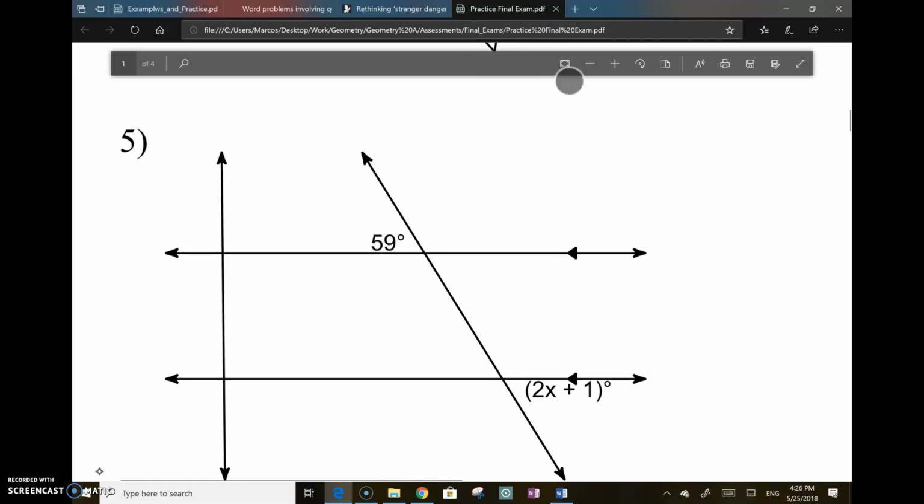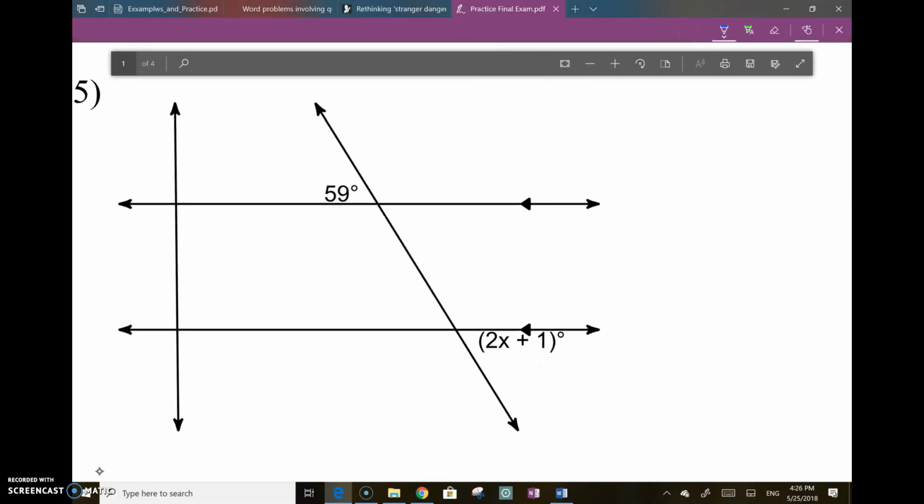So number 5. In this example here, this would be perhaps a little trickier, but these two angles are definitely related to each other. Otherwise, they wouldn't be there. And once again, I'm noticing that there are these symbols here which indicate that the lines that they're on are indeed parallel. And that's good news, because without that information, I should not assume that they are parallel. And what that allows me to do is to say that these two angles are alternate exterior angles, which means that they're congruent. So 59 degrees is equal to 2x plus 1.